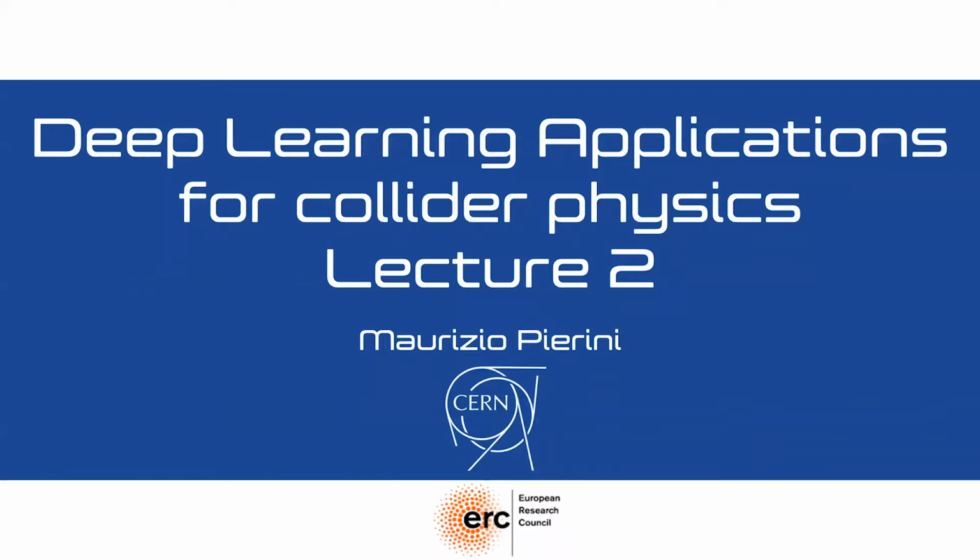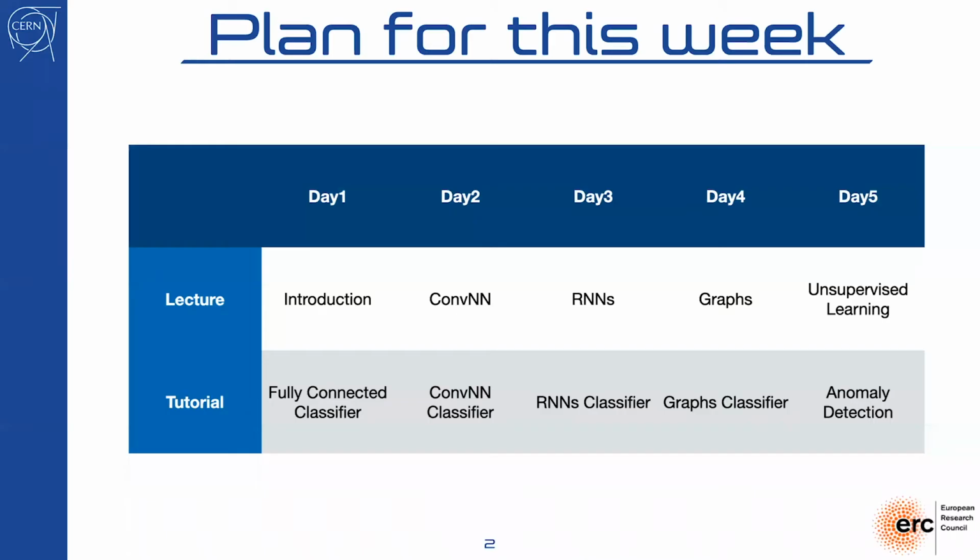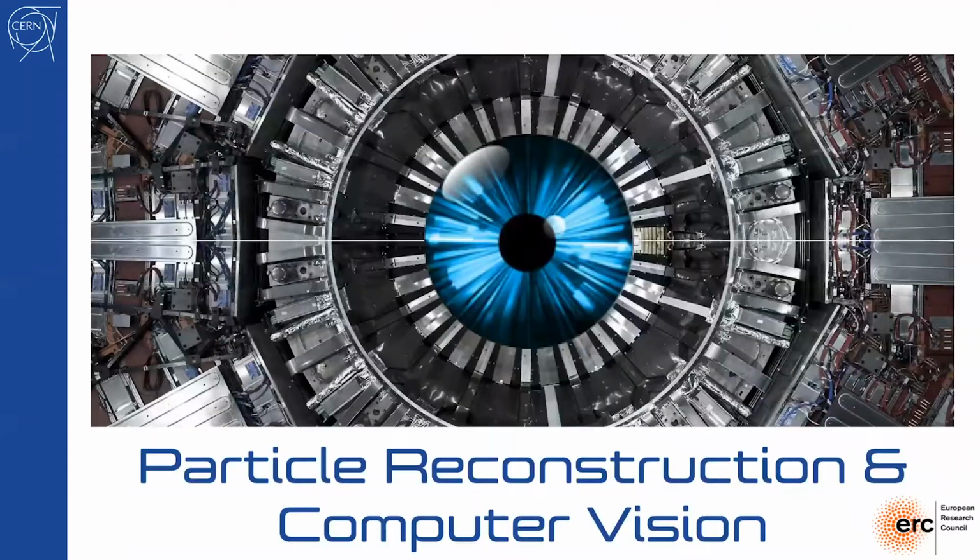Okay, thanks. So we take it from where we stopped yesterday. The lecture today is shorter, with the idea that we will have more time to go through notebooks. So today I will introduce for you convolutional neural networks for computer vision, and then we will do an exercise with it on the very same problem we had yesterday.